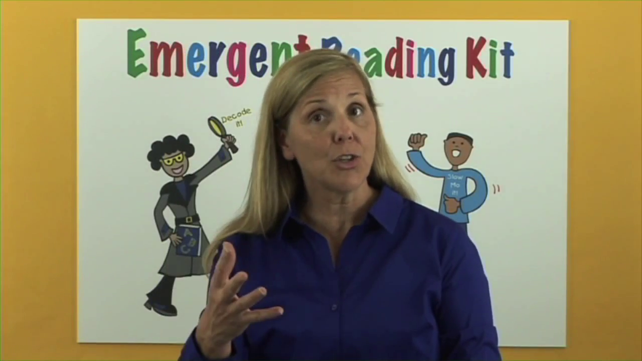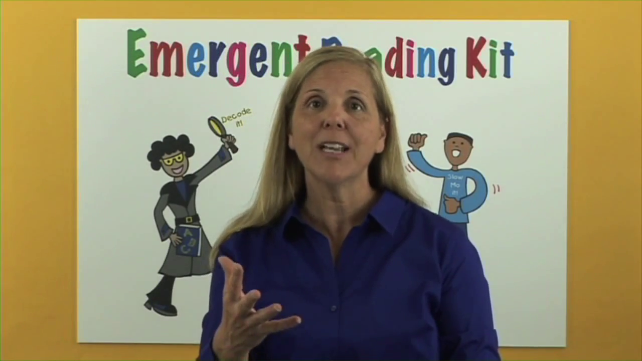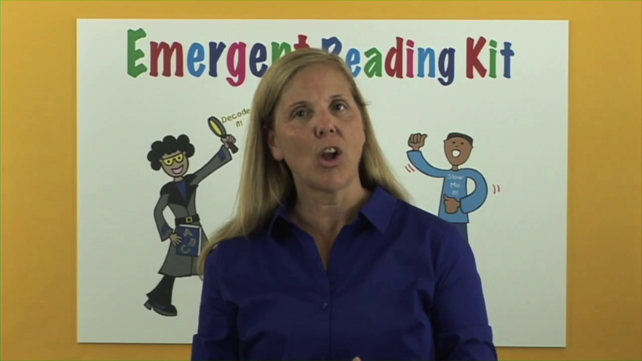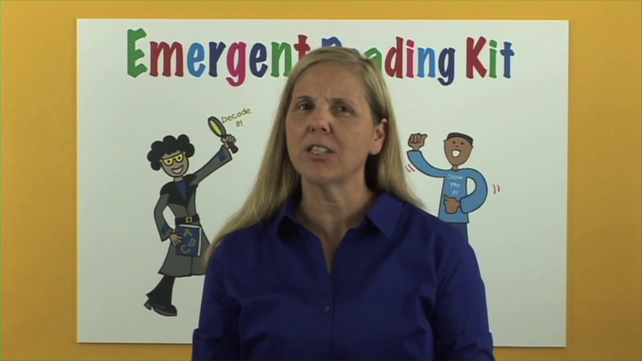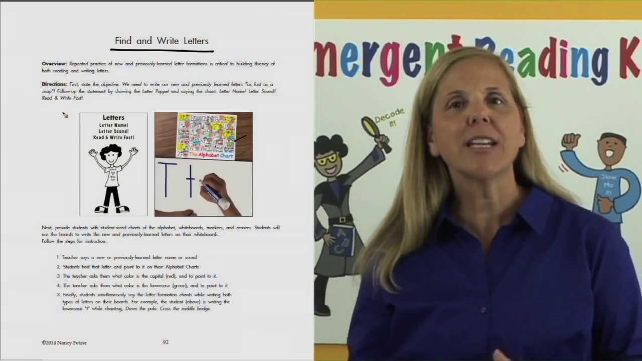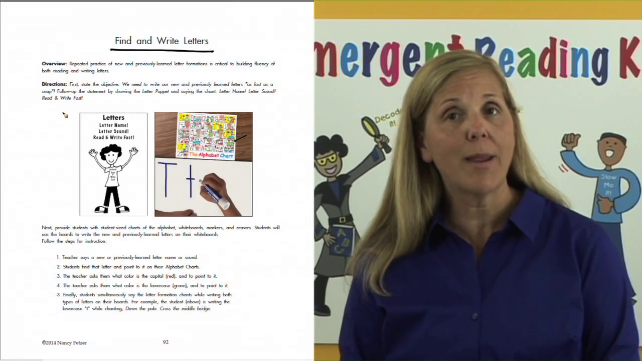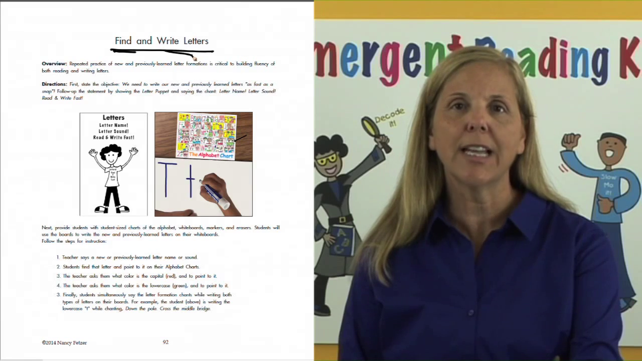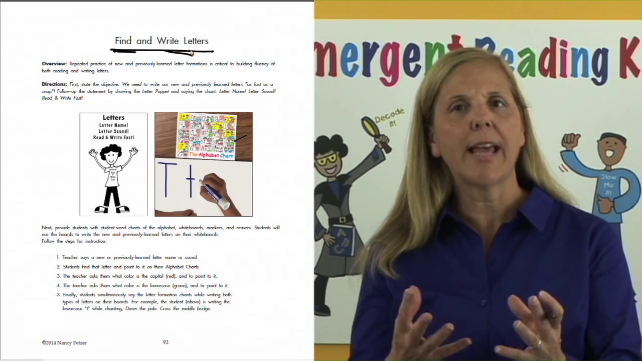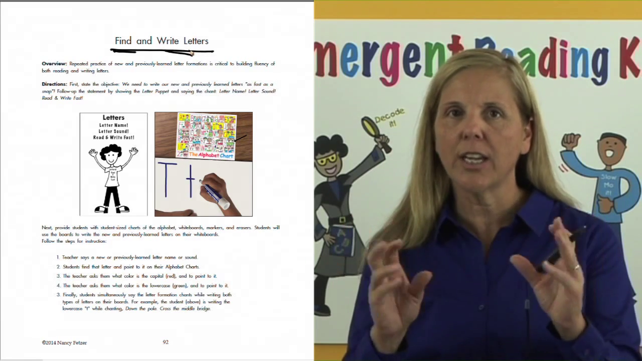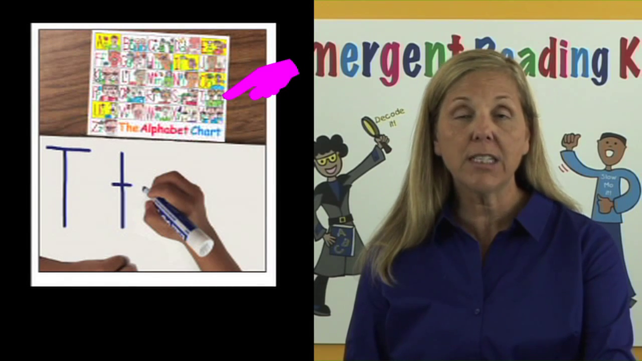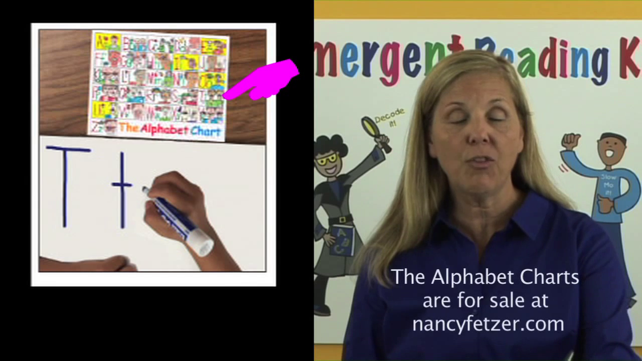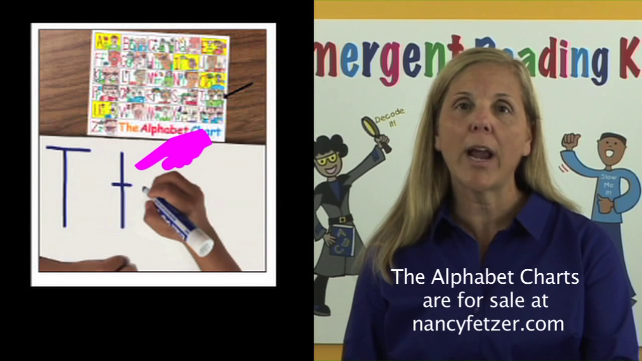Students have been introduced to how to write the new letter through body write, skywrite, and on the whiteboard. Let's go to the next activities for writing so that we can get to that paper and pencil. On page 92, you'll find the next letter formation activity, find and write letters. We've been writing the letter T in isolation. This activity is asking students to find the letter T on the alphabet chart and then write it down.